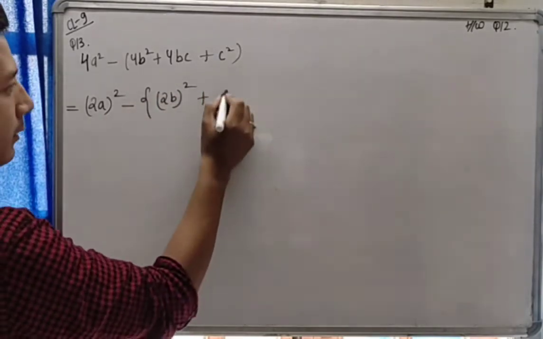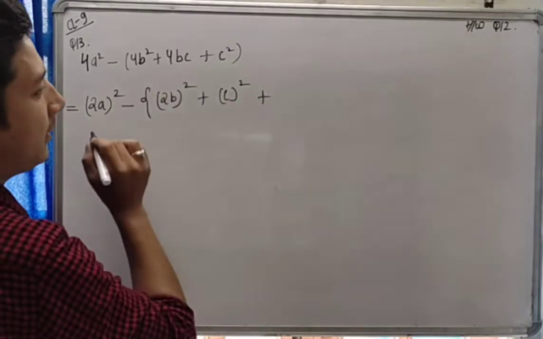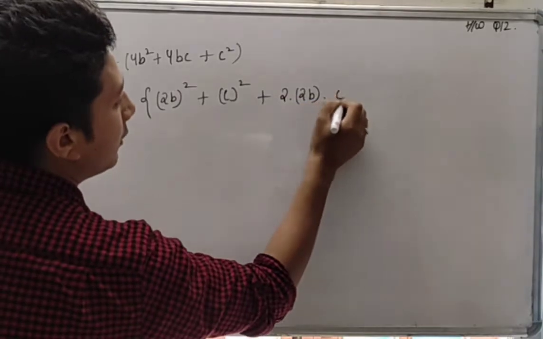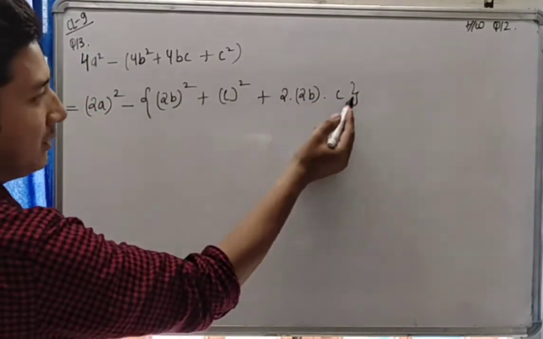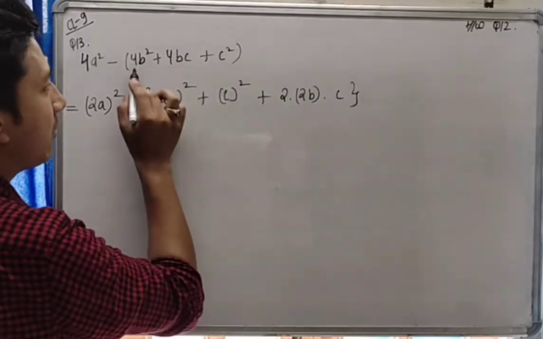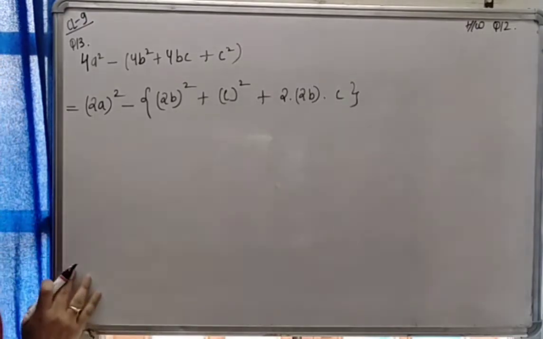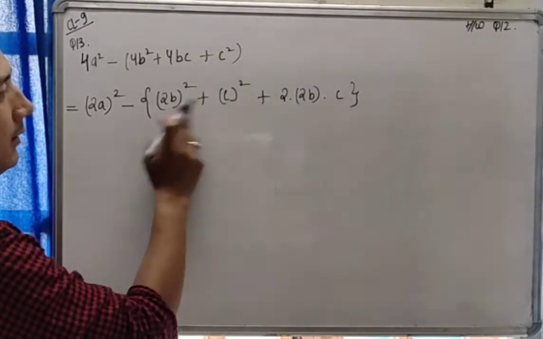Plus c square, write it as c square plus 4bc. I can write it as 2 times of 2b into c. 2 2s are 4, bc is this. So I can write this whole thing in this way. What do we notice? It is coming in the formula a square plus b square plus 2a into b.